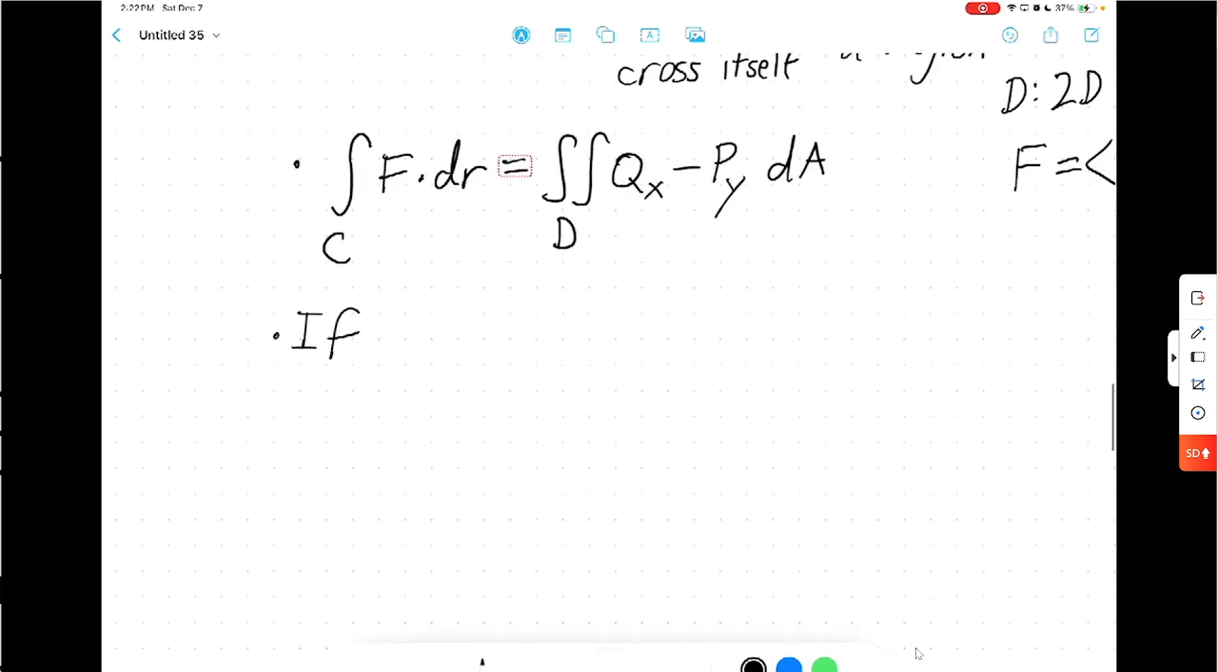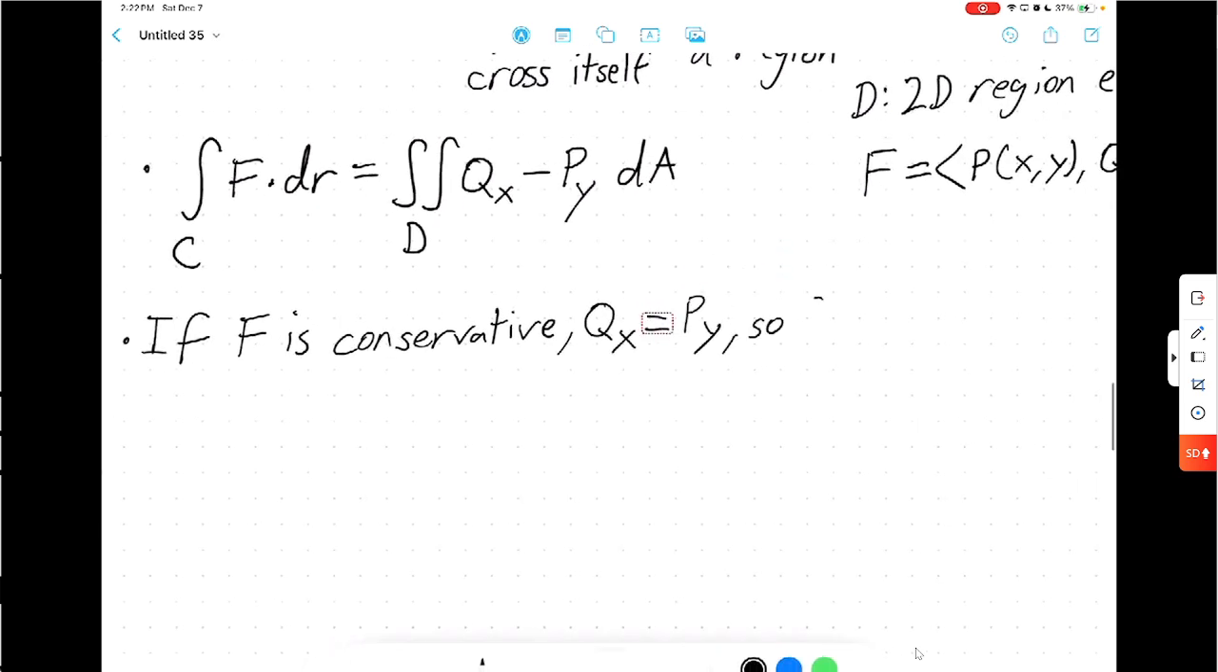And if the field is conservative, we already know this is going to be 0, but this one shows it fairly cleanly. Q of x is equal to P of y, so Q_x minus P_y is equal to 0, which makes it independent of the region. And it's just 0 no matter what.